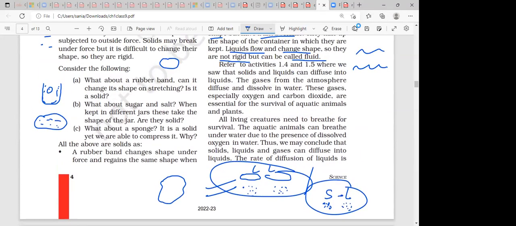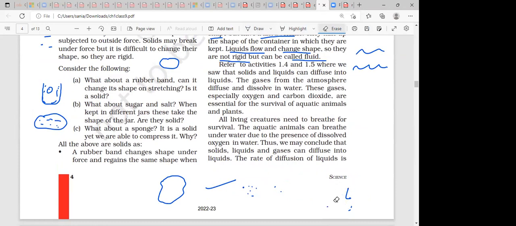So basically, this is what is written over here. We'll just give it a quick reading. I hope you are clear with this. Every time you have to go for the intermolecular space. Because if you have good space, only then I'm going to mix with you. If you don't have good space, how will I mix?